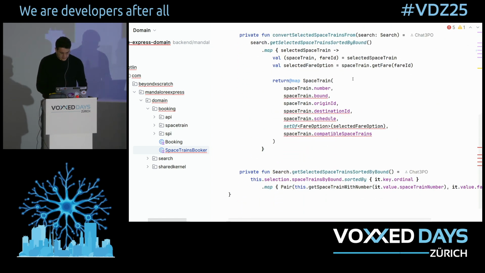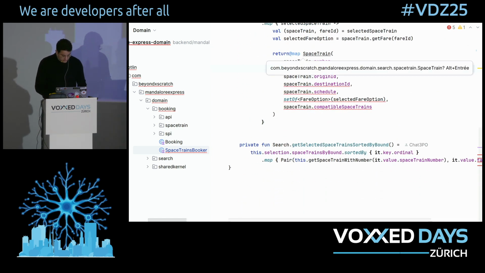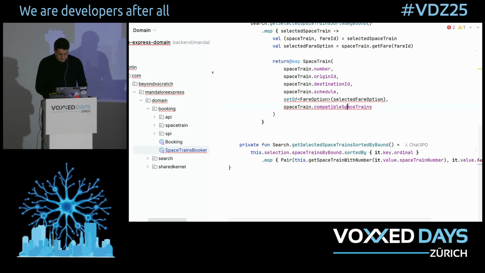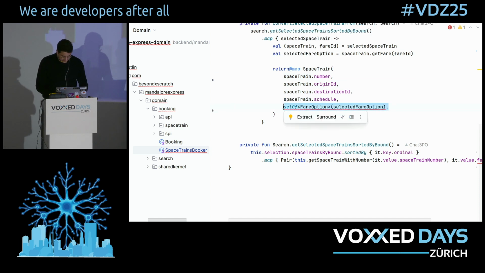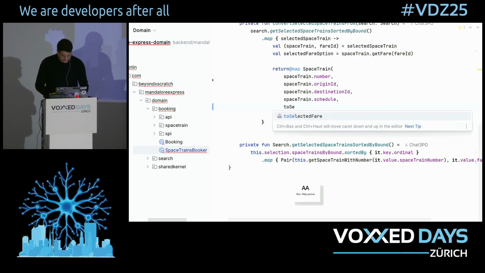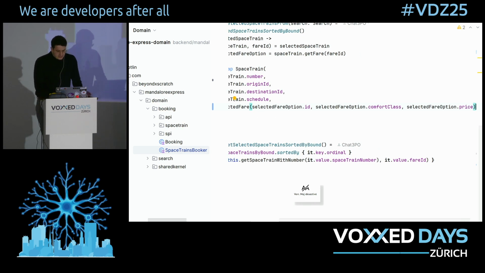We have more errors now. Obviously, it's not the same space train, so the constructor changed. We don't need the bound anymore. We don't need compatible space train. And here, we just need a selected fare, so let's just get that. Send that to production, Chat3PO.